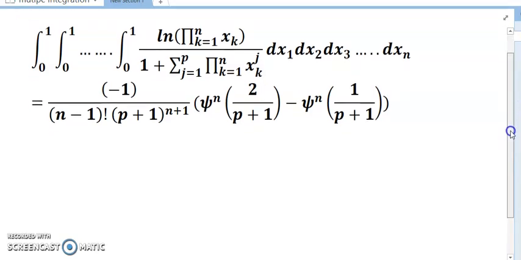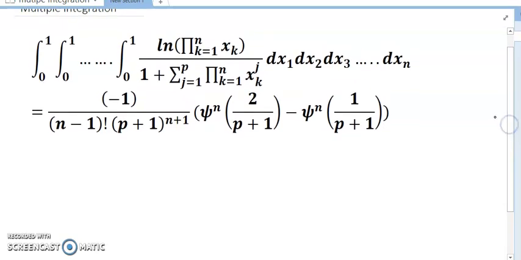Today's discussion is logarithmic multiple integral. So friends, this problem is very simple: the integral of log of the product of x_k for k equals 1 to n, divided by 1 plus the product of x_j^p, where x_j means x with subscript j, x to the power j. Okay, so this is fine.